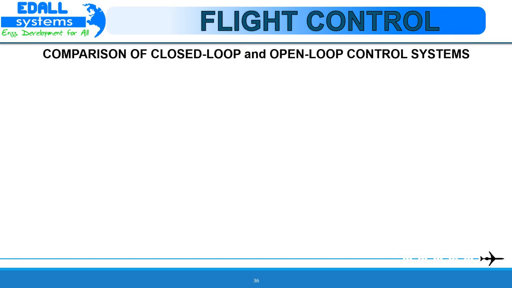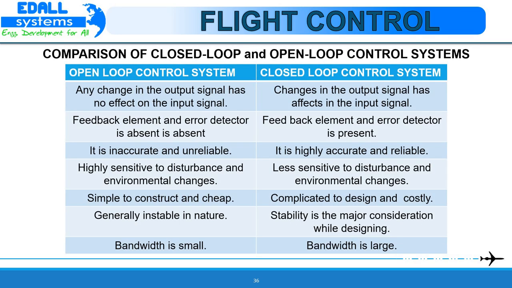Comparison of closed loop and open loop control systems. Any change in the output signal has no effect on the input signal for open loop, but any change in the output signal has an effect on the input signal in a closed loop. The feedback element and error detector are absent in an open loop control system. In a closed loop control system, the feedback element and error detector are present. An open loop control system is inaccurate and unreliable. A closed loop control system is highly accurate and reliable.